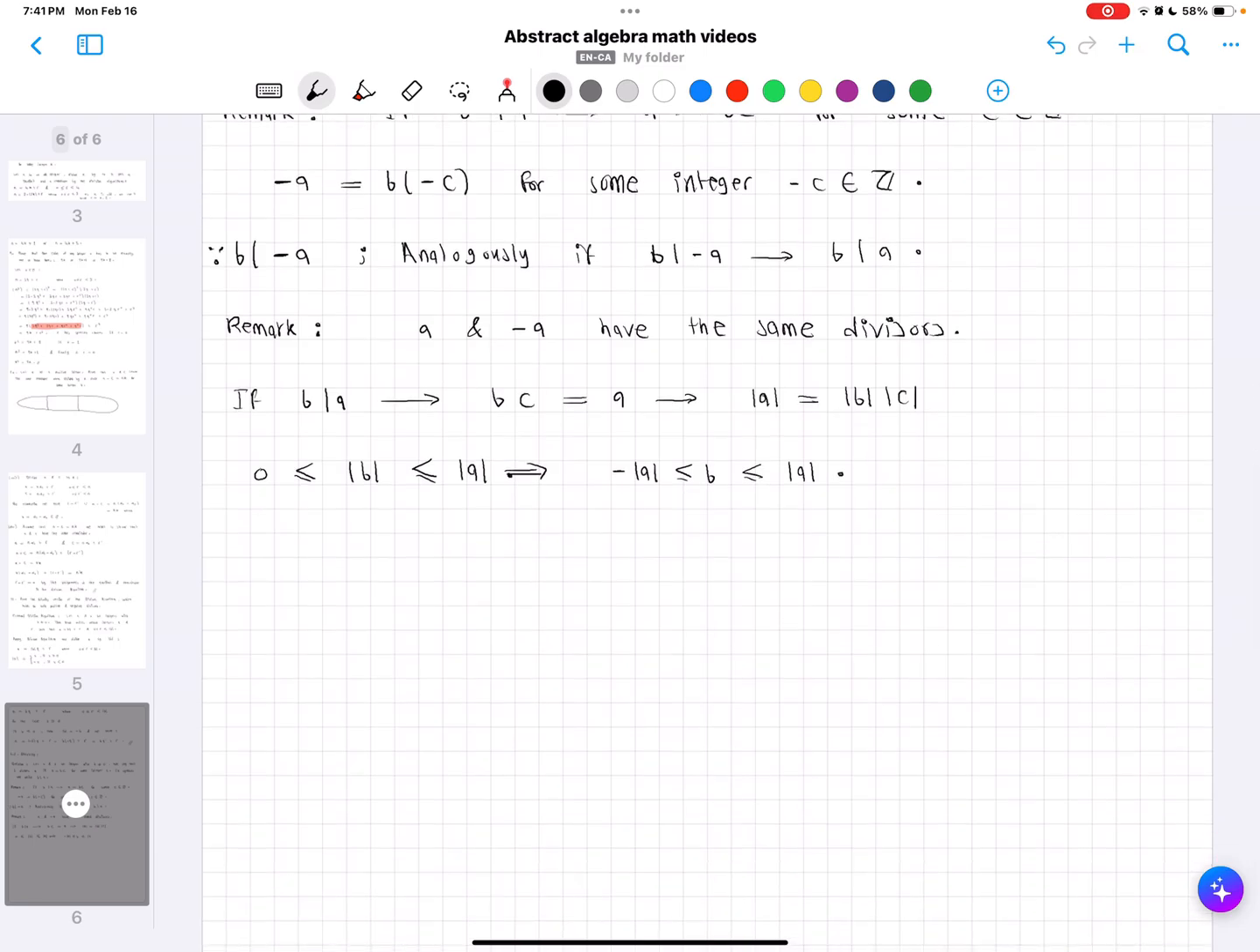So what this tells you is that every non-zero divisor of A must be less than or equal to the absolute value of A, and an integer has only finitely many divisors. So that's the first point into the prime factorization theorem, which tells you that any integer can be factorized into products of primes uniquely up to permutation. So we get the following remark.